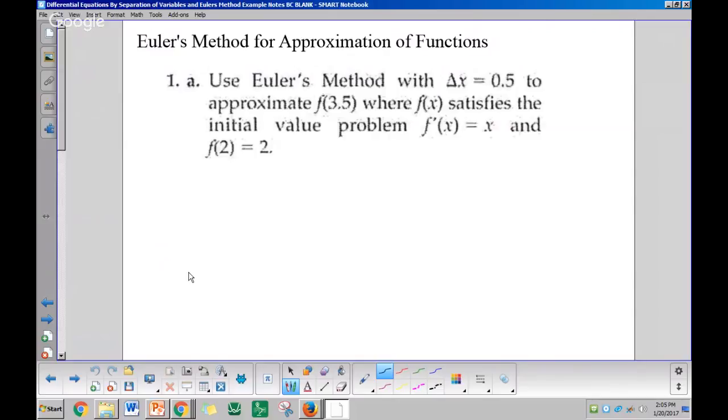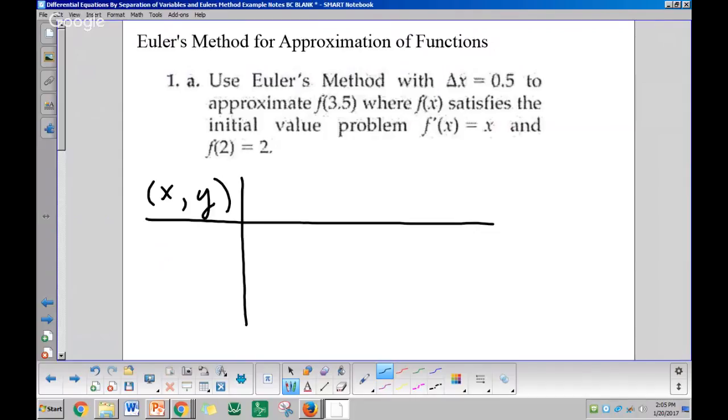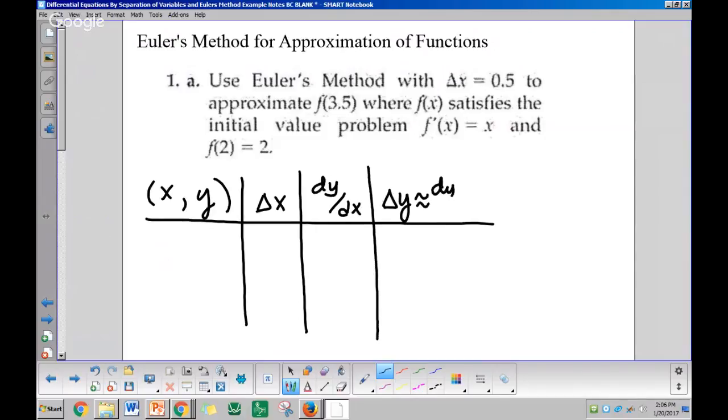So when a question says Euler's method, the very first thing I set up is a table, and I make it x, y, which is the point that I'm starting out at. And then I always do what delta x is. And then I say, okay, what is dy dx at this point? And then delta y is approximately dy dx times delta x, right? We're approximating that. And then lastly, my final point is x plus delta x, comma y plus delta y.